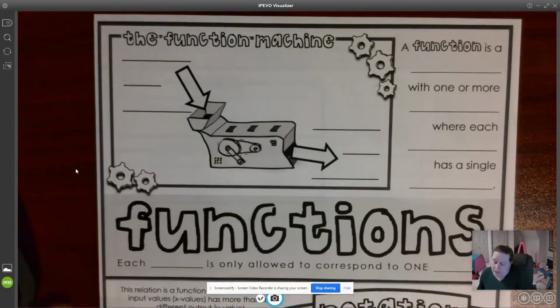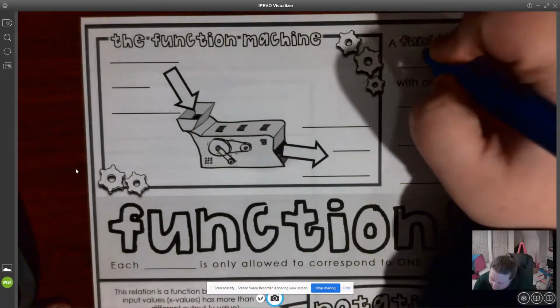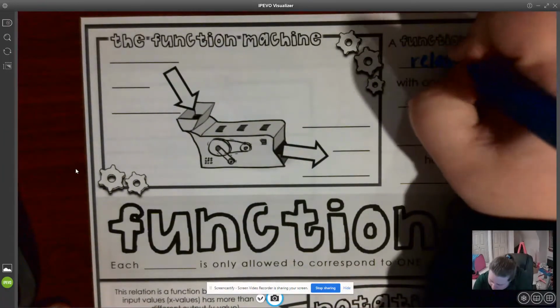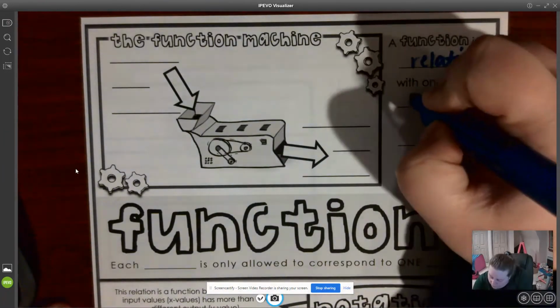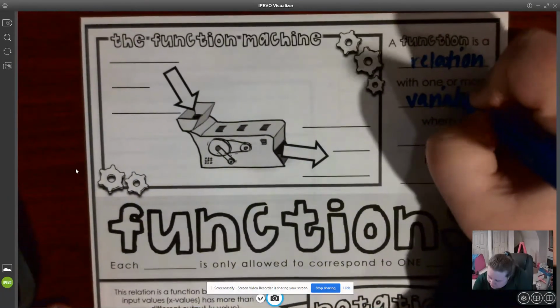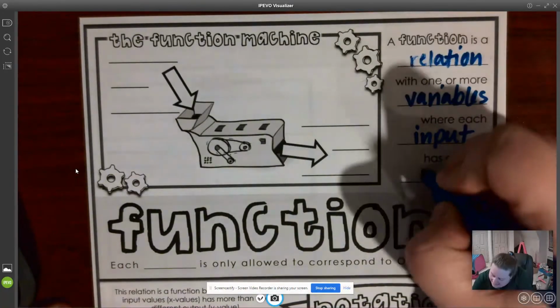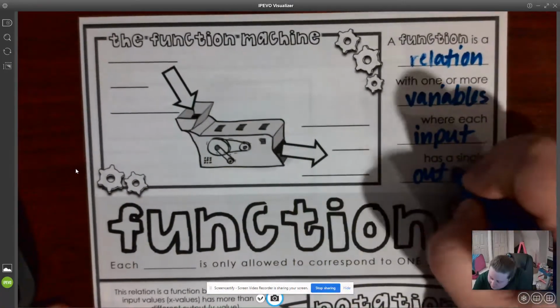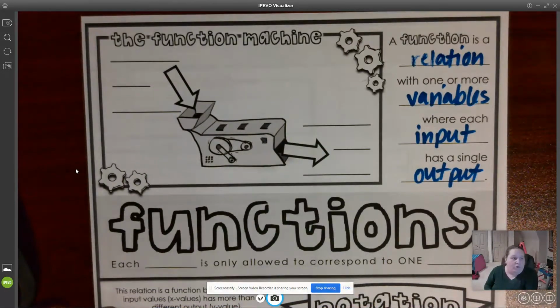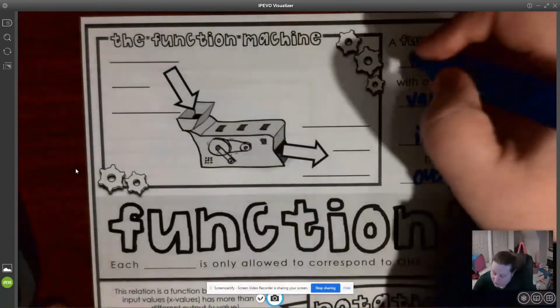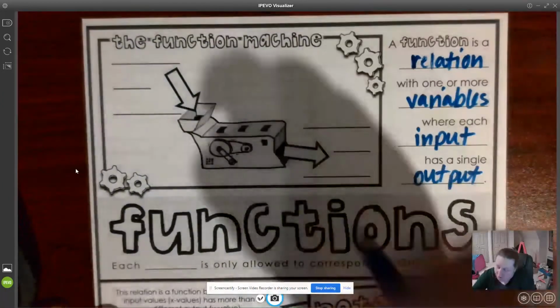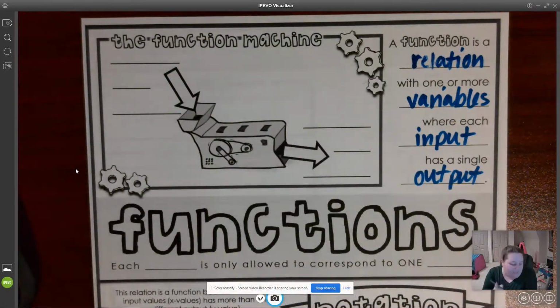So, a function is a relation with one or more variables where each input has a single output. Like a vending machine, I can only hit a button and get one snack. If I get more than that or different snacks, there's something wrong with it. It's broken. Great for me, but there's something wrong with it. So, a function is a special relation where each input has one specific output.